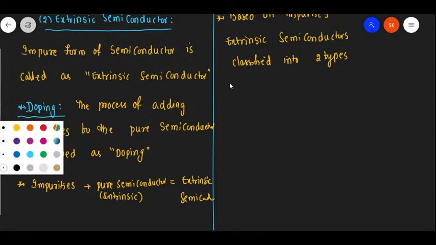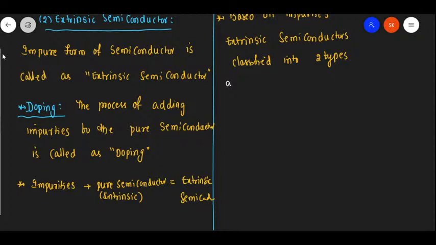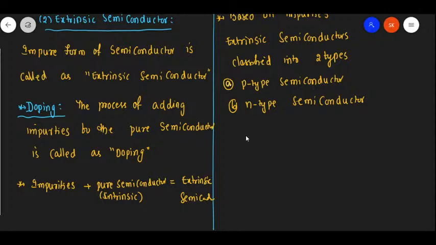A is the P-type semiconductor, and the other one, B, is the N-type semiconductor. Semiconductors are classified into two types: intrinsic and extrinsic. In intrinsic semiconductors, there is only one type, but extrinsic are again two types: the p-type and n-type semiconductor.